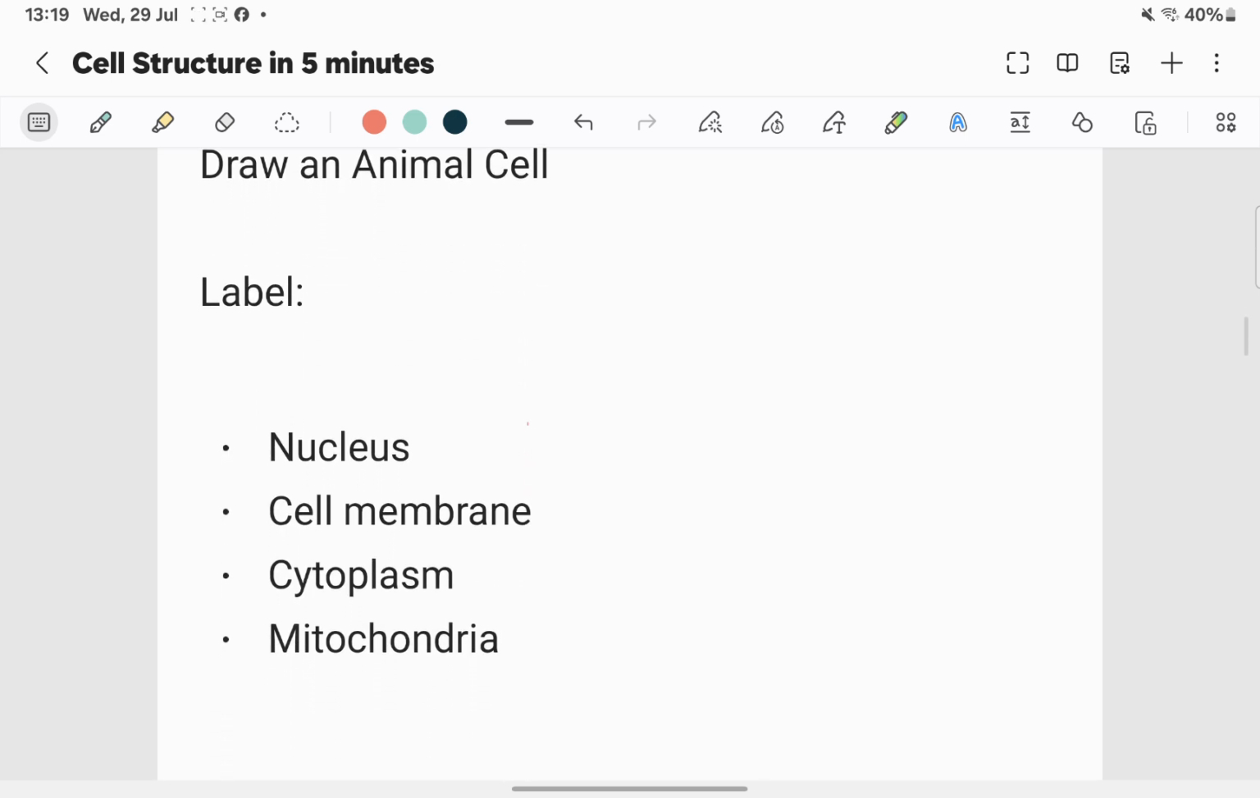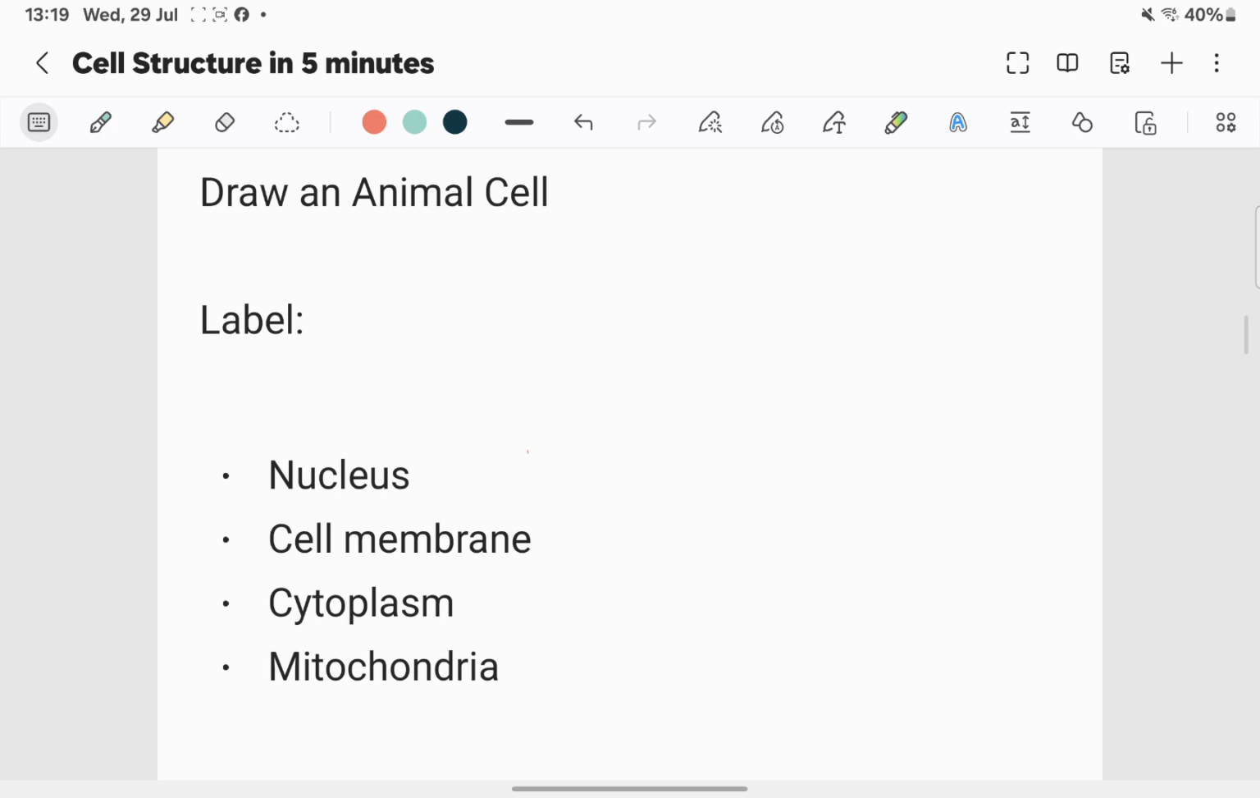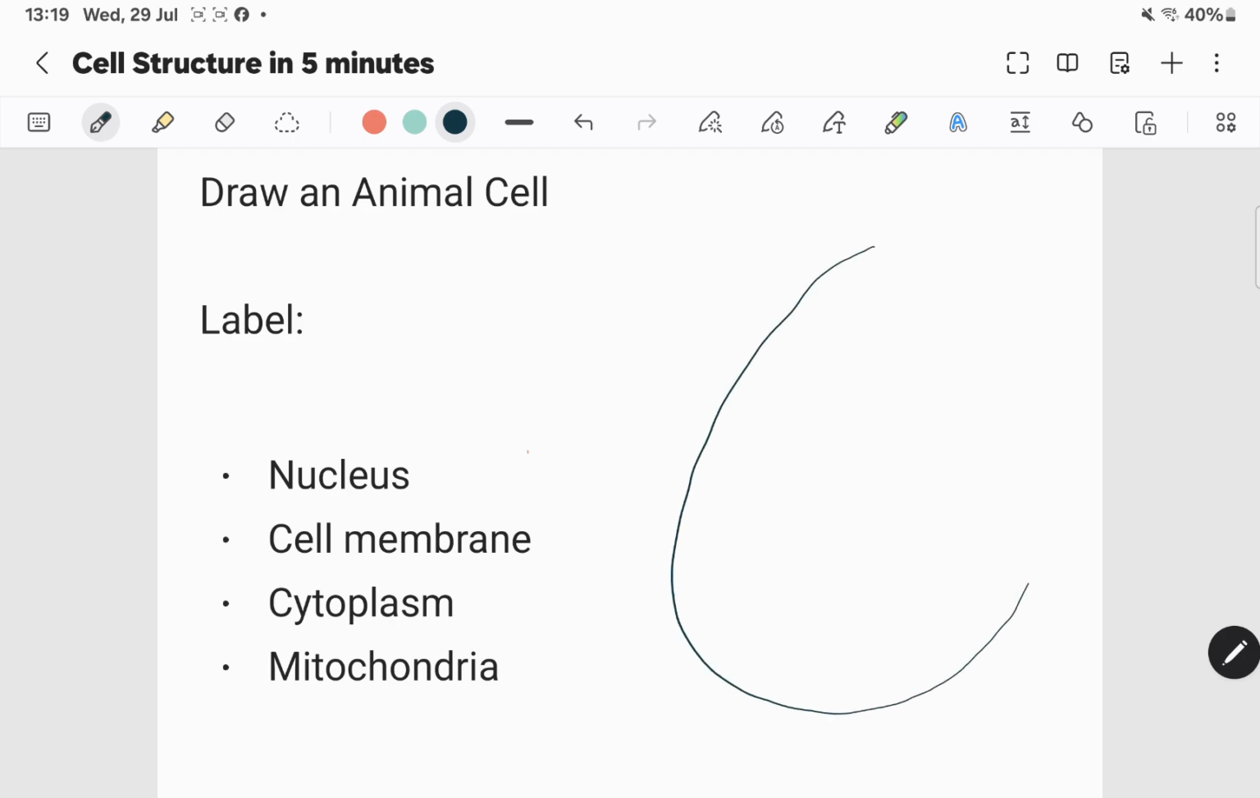So we'll start with an animal cell. You're required to know these basic structures. So an animal cell has an irregular shape. You should be able to identify the nucleus, which is darkly stained as observed under the microscope. So that's our nucleus. Then our cell membrane, that boundary surrounding the cell, and our cytoplasm.